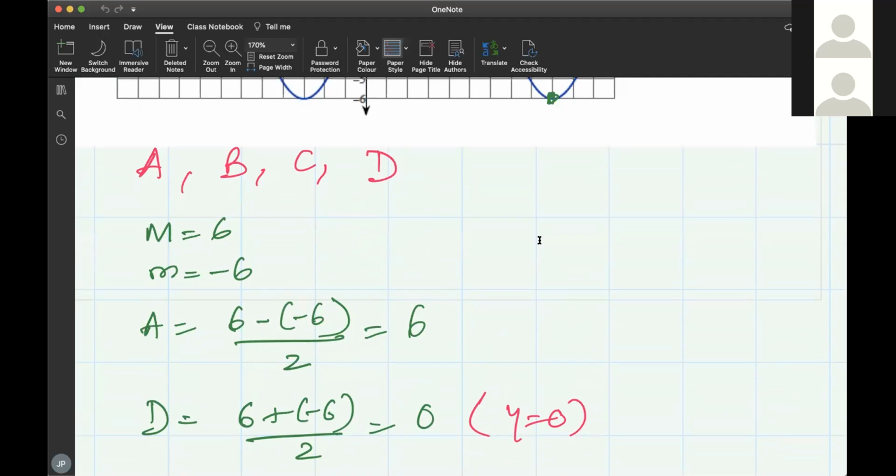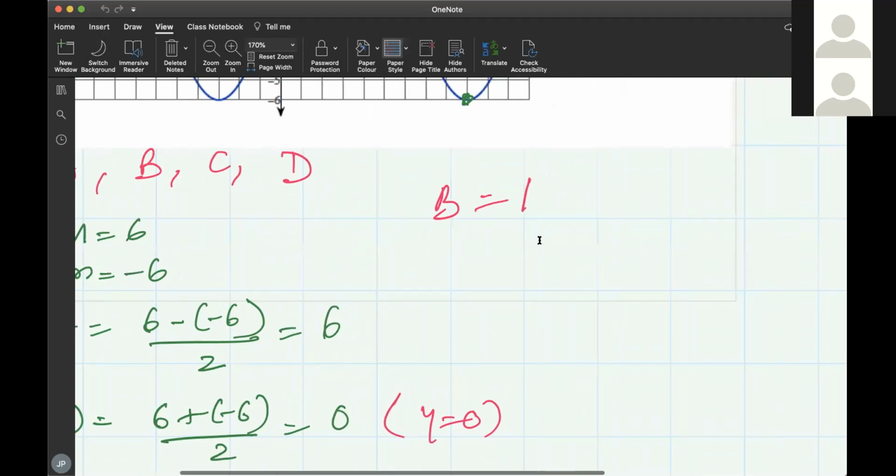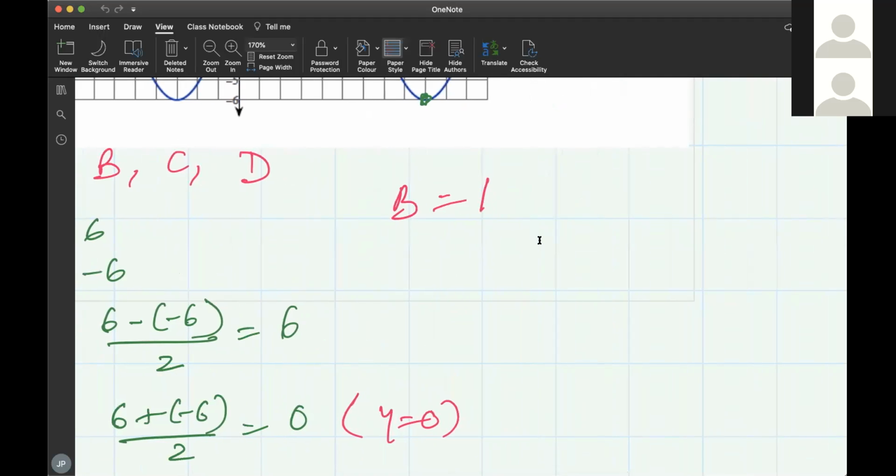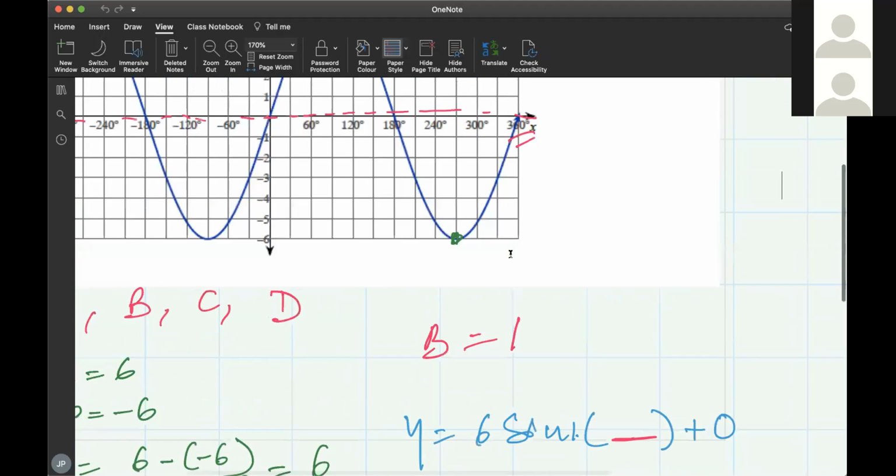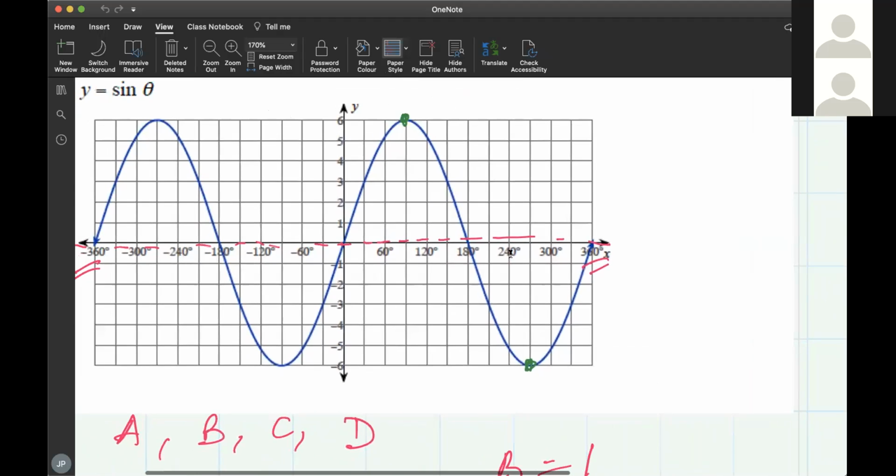It's just one, so B also must be equal to one. So what do we have? If the equation were to be written as sine, A is 6, sine of something inside, B is 1, so we can write it as 1 here, D is 0. I just left a gap because we want to know what that C is. We need to find out what that C is. Let's look at a graph.